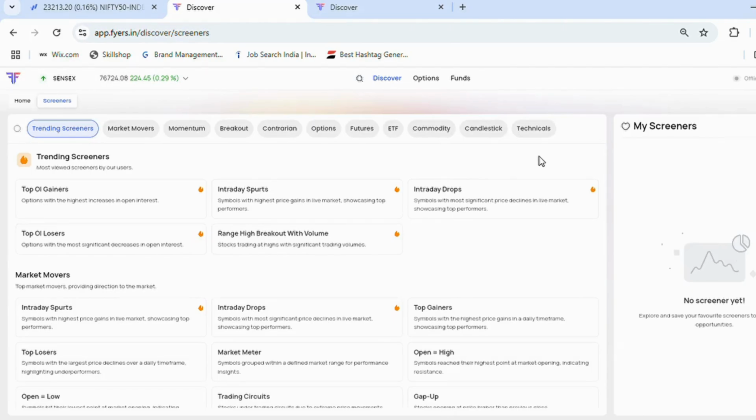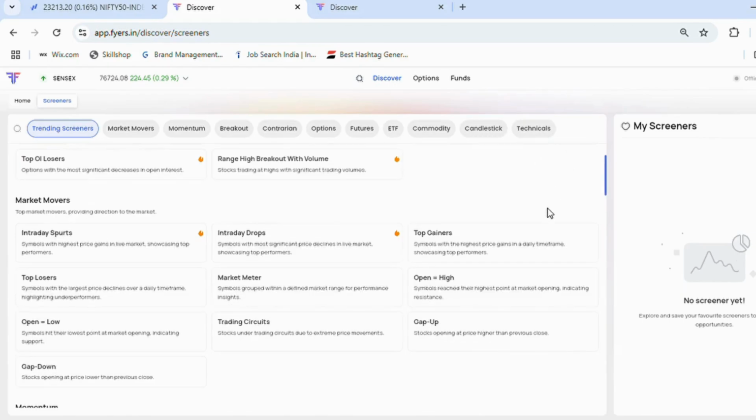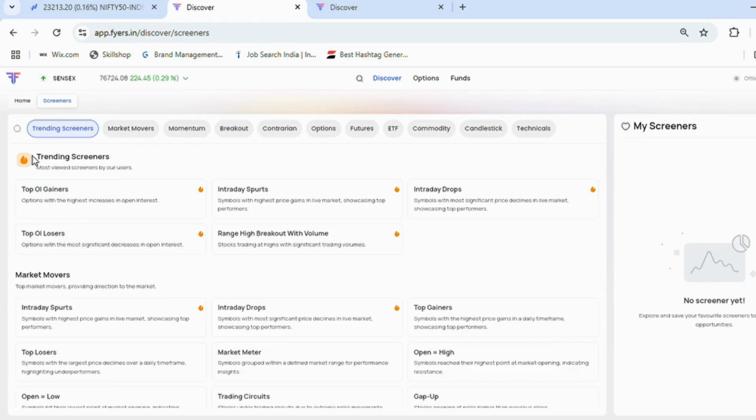First let's find stocks for swing trading using these screens. The screens we are going to use are market movers, momentum, breakout, contrarian, candlesticks and technicals. Before moving on to that, if you look here, you can see the trending screeners which are used in FYERS. These are for options, and this is for swing trading, intraday spouts and intraday drops. And this screener, range high breakout with volume, is also used for swing trading, which we will discuss later in the video.